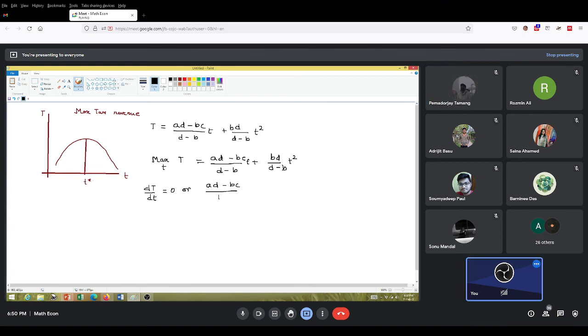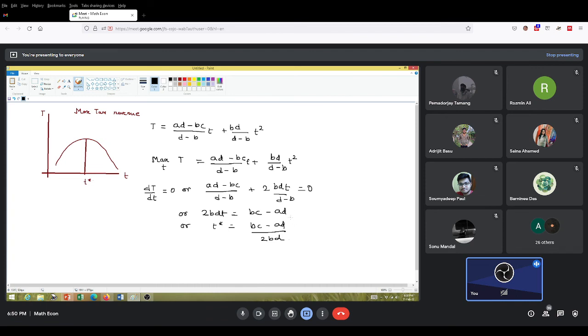So ad minus bc, this is d minus b, and this is 2bt by d minus b equal to 0. So d minus b you can forget about. 2bt is equal to bc minus ad, or t star is bc minus ad by 2bd.